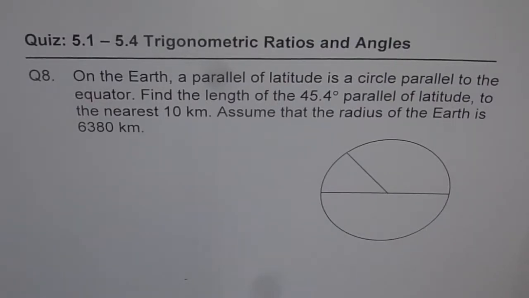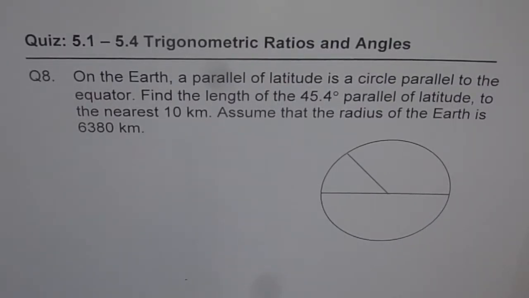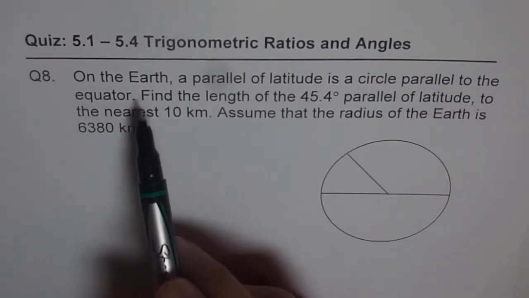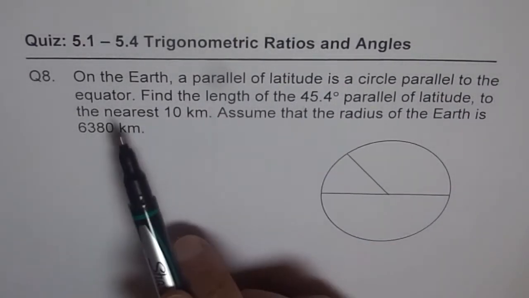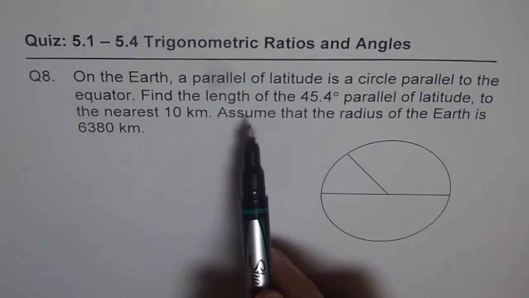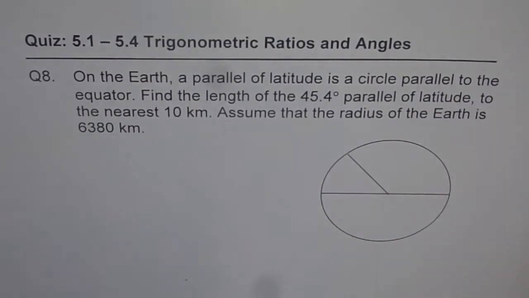Question number 8 is a very interesting application problem on trigonometric ratios and angles. It says, on the earth, a parallel of latitude is a circle parallel to the equator. Find the length of the 45.4 degree parallel of latitude to the nearest 10 kilometers. Assume that the radius of the earth is 6380.